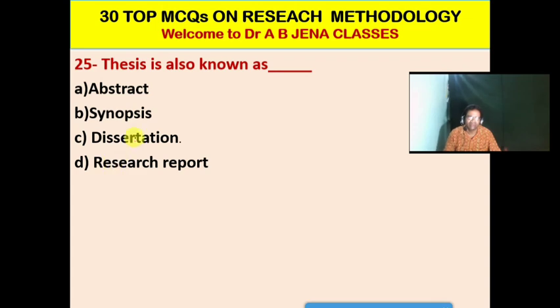So next one MCQ, the thesis is also known as what? It's the end or the outcome of the research. So this will be shown or reflected in the thesis. So thesis is also known as what? A, it's abstract, B, it's synopsis, C, it's dissertation, D, it's the research report. So friends, C is the right option for this MCQ. Thesis is also known as the dissertation.